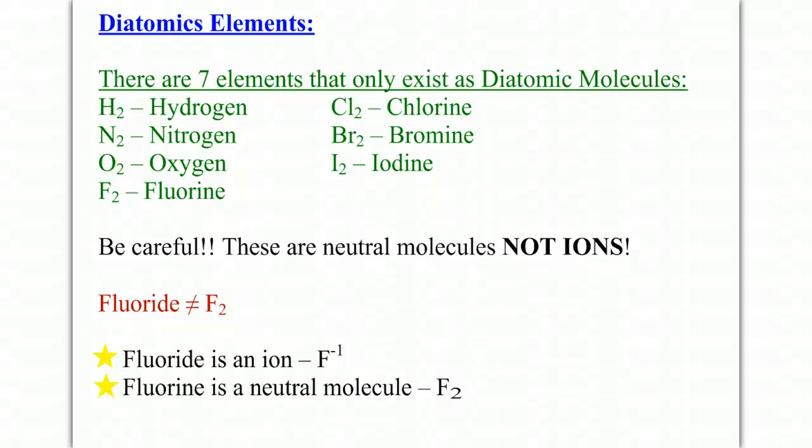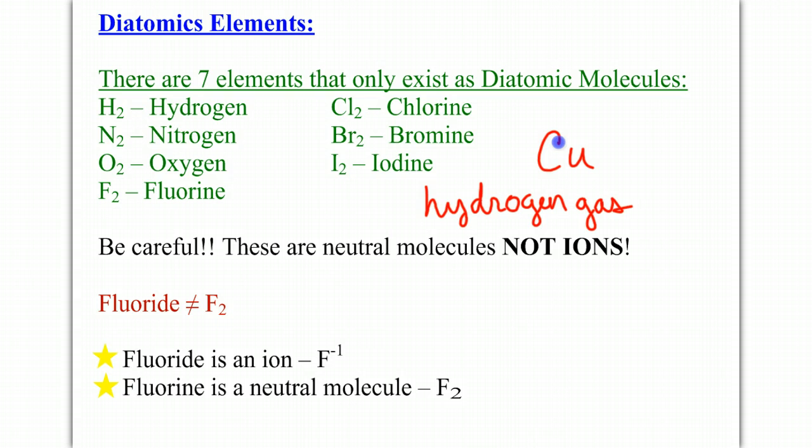Okay, this is just to remind you that there are 7 elements on the periodic table that only exist as diatomic molecules, which means they only exist in pairs. For example, copper is not a diatomic element, therefore copper can exist alone. However, if I were to state that you have hydrogen gas present, hydrogen could not be written as just H because it is a diatomic substance. It has to be H2. It only comes in pairs when it's neutral.